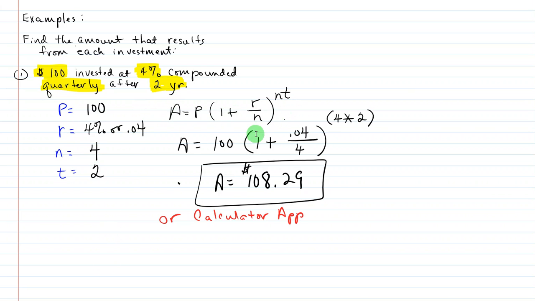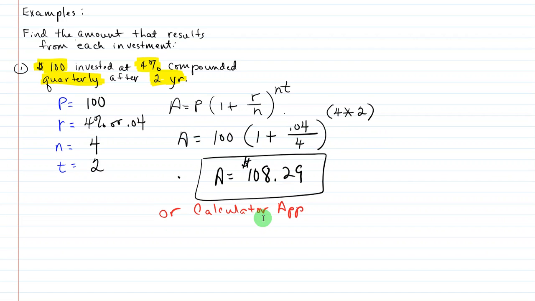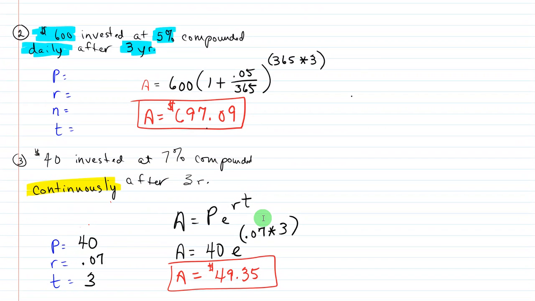So I wrote the formula again. Now I'm going to plug in the pieces. A equals 100 times 1 plus 0.04 over 4, all of that raised to the 4 times 2. You can do that in the calculator, or there is a calculator app that will let you do that. We'll look at that in a minute. Let's look at a couple of others.